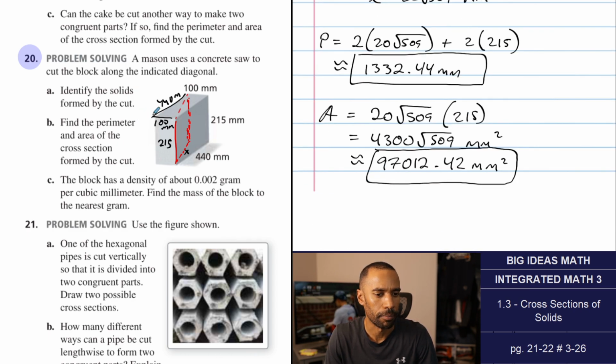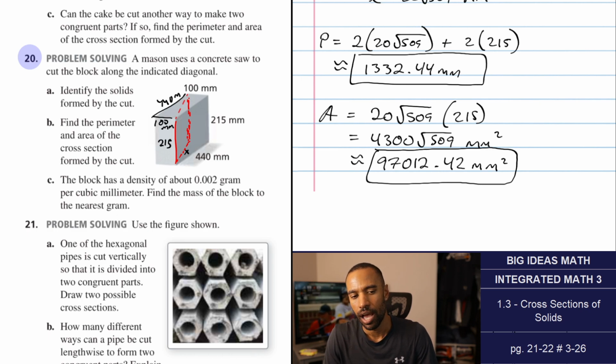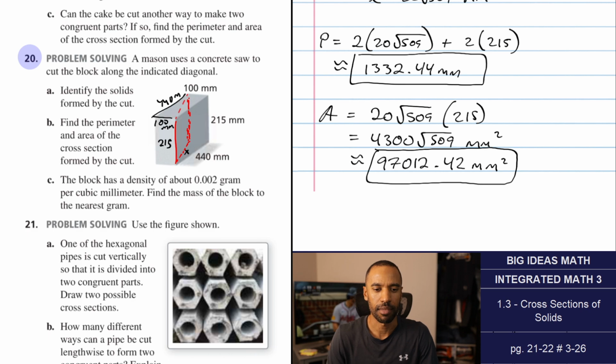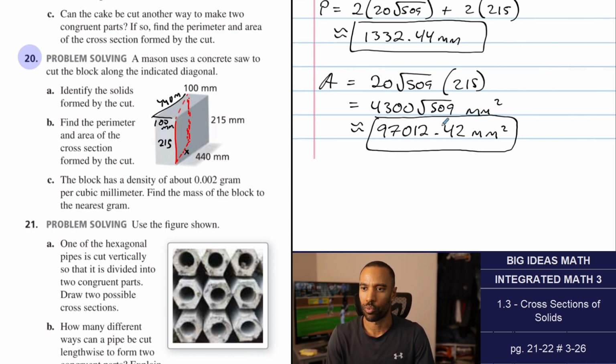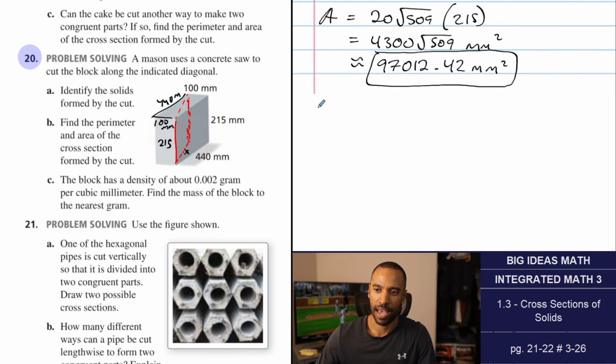Let's go to part C. Let's see if I have room for the bottom. The block has a density of about 0.002 grams per cubic millimeter. Find the mass of the block to the nearest gram. So we learned density is mass over volume.